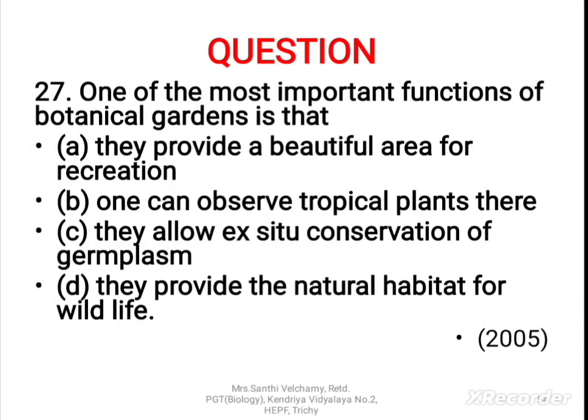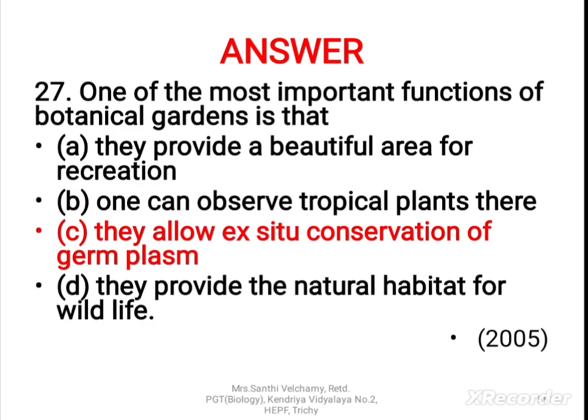Then 27th question. One of the most important functions of botanical gardens is that A. They provide beautiful area for recreation. B. One can observe tropic plants there. C. They allow ex situ conservation of germplasm. D. They provide the natural habitat for wildlife. The correct answer is C. They allow ex situ conservation of germplasm.